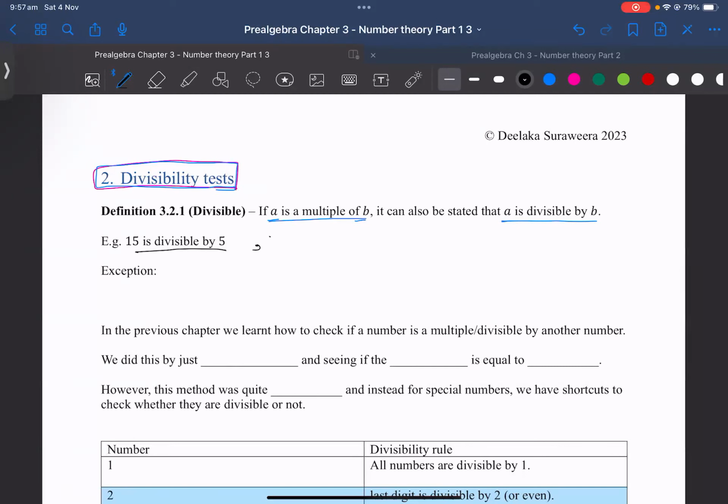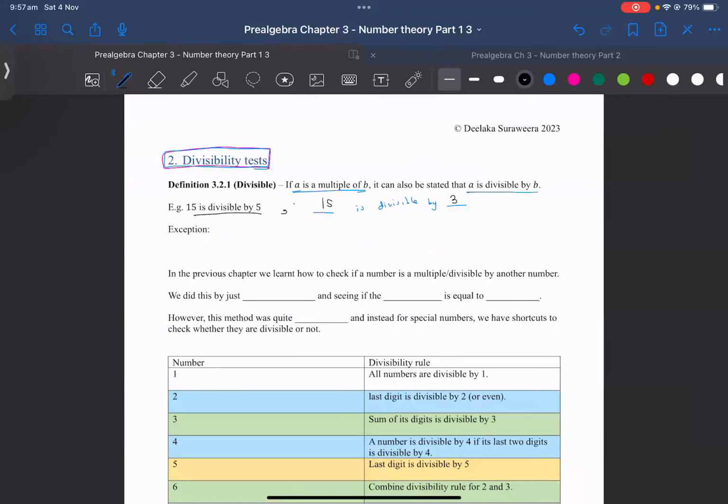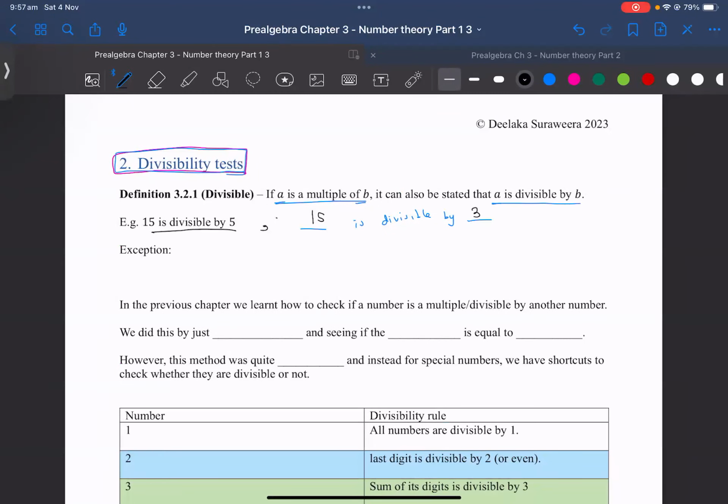Do you guys know, does this concept make sense? Actually, I'll test you. Can you give me an example of something that is divisible by something? 15 is divisible by 3. Very good. Any other ones? 14 is divisible by 2. Very good. So hopefully that concept makes sense. It's basically multiple, but written in a different way.